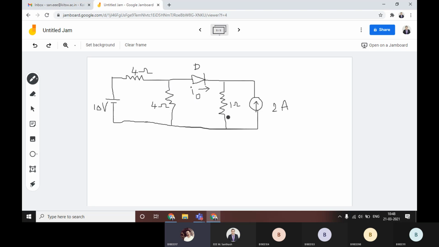Okay. That means 12 volts will be the voltage, sir, overall, I think. Overall 12 volts. Yes, sir. How you find 12 volts? Because due to this 2 amperes current source, here there will be a voltage drop in the 1 ohm resistor, sir. That means you are applying superposition theorem.